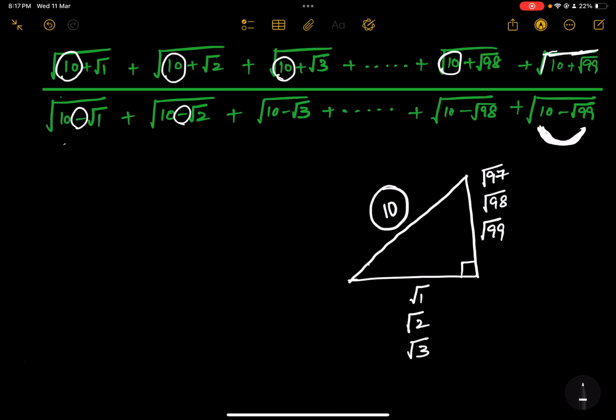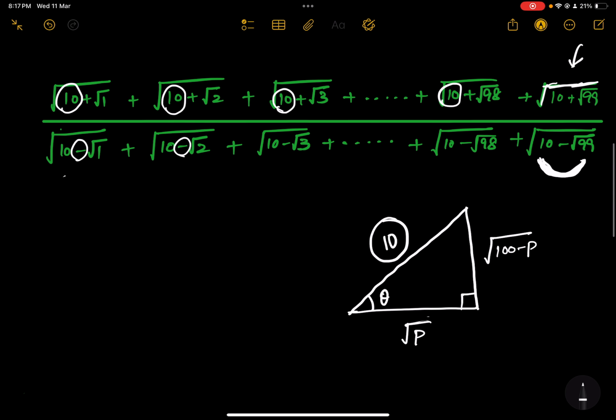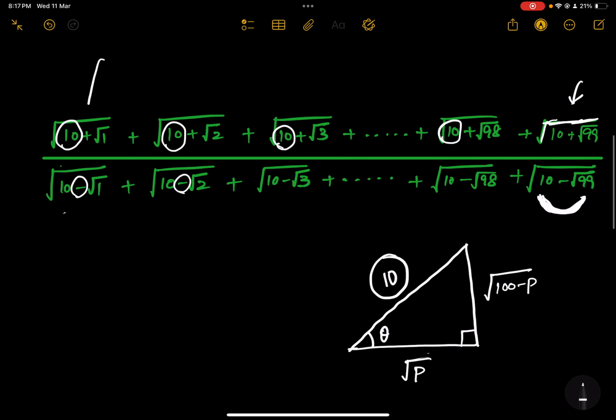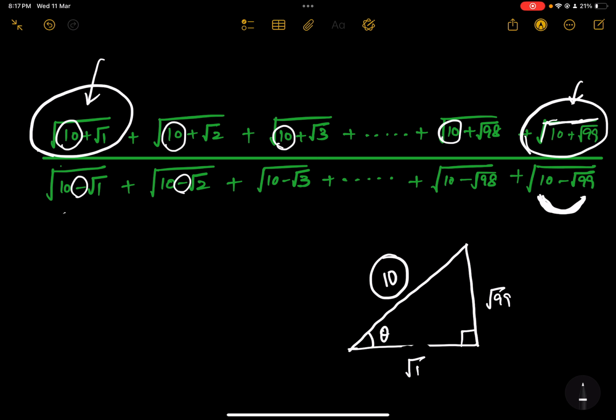Now, if you assume this is theta, and this side as root of n, since n is already used in the question, let us say this is root p, then this side is simply under root of 100 minus p. That is what you have. Now what you can do is consider this term. If you consider this particular triangle where you have root 1 and root 99, root 1 appears in this term and root 99 appears in this particular term.